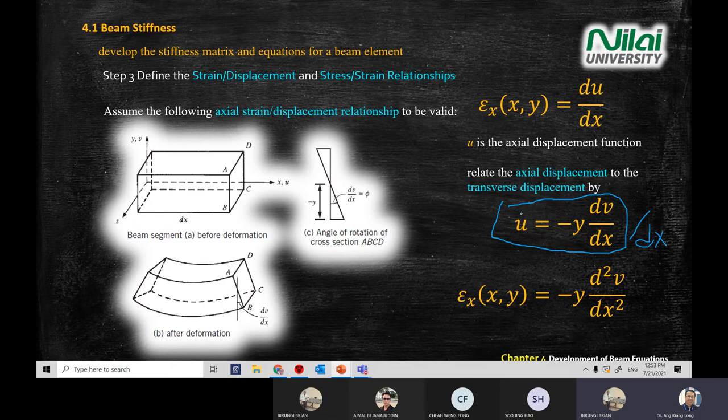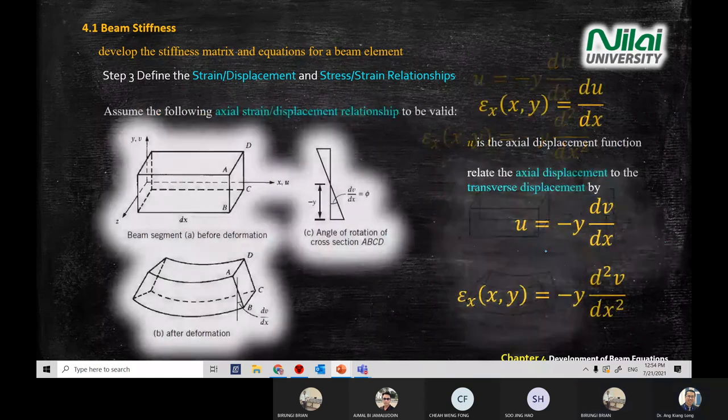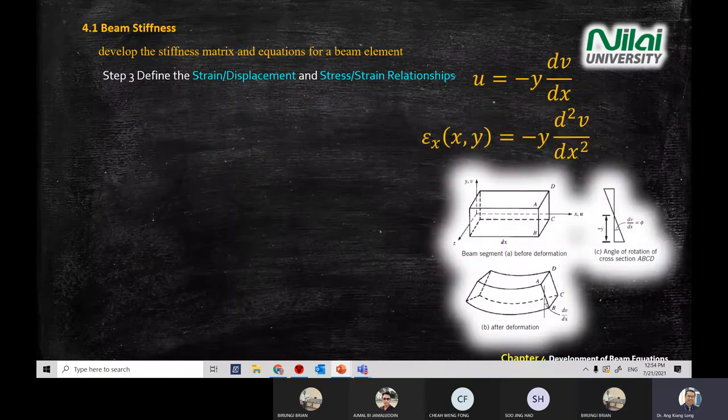This whole thing, because this u is here, you differentiate over dx, you'll get double differentiation of your transverse displacement or vertical displacement over x squared. I hope all of you understand how you get this equation. Clear, any one of you? Okay, let me go a bit faster. So since you get the two equations, u equal to this one, strain equal to this one.